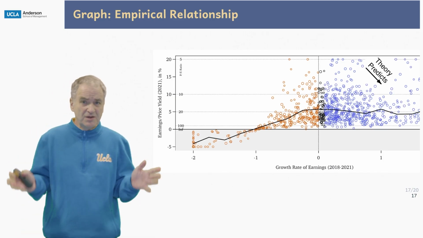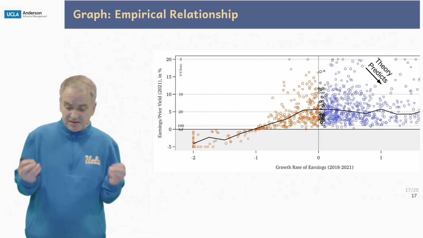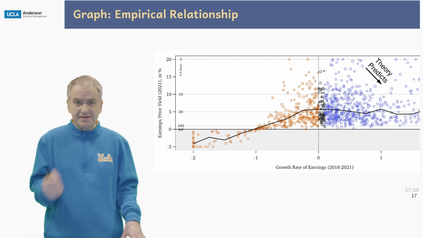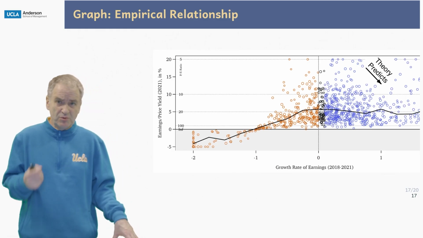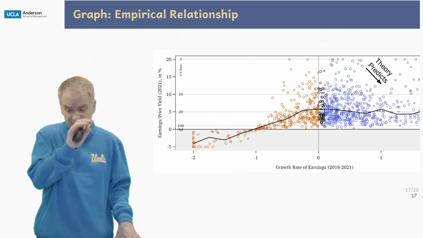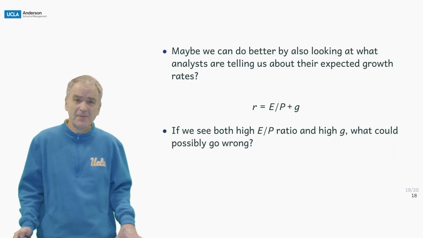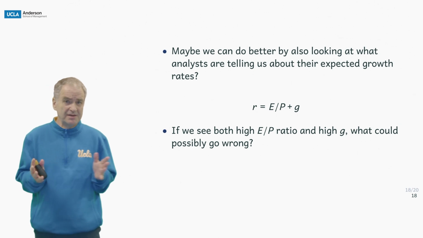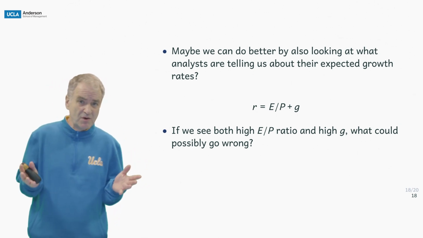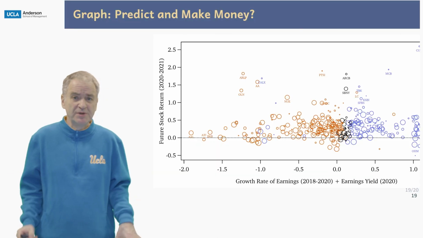And if you look at this graph, there isn't really that much there. It doesn't really look like there is this tendency that the theory tells us we should have seen, which is this downward-sloping line. So maybe we can do a little bit better by looking at what analysts are telling us about their expected growth rate. If we see both of those, what could possibly go wrong?